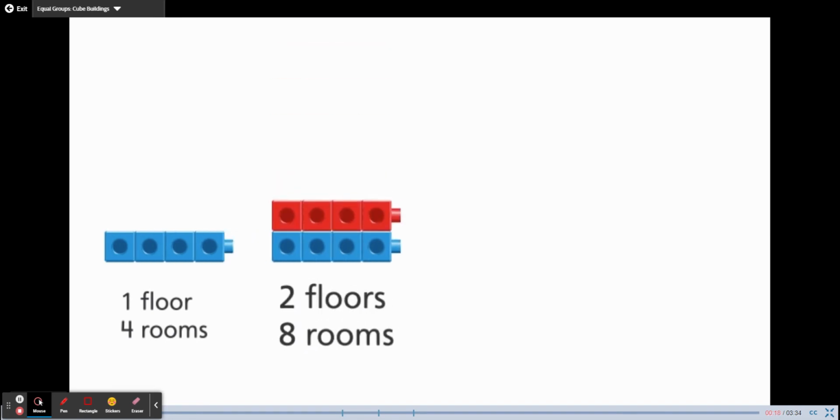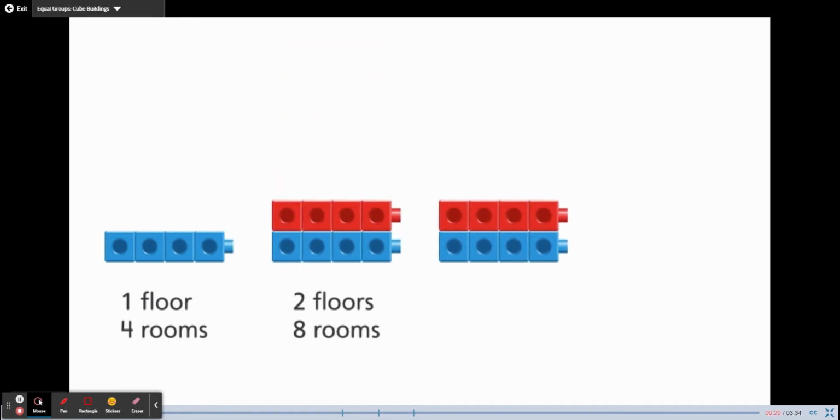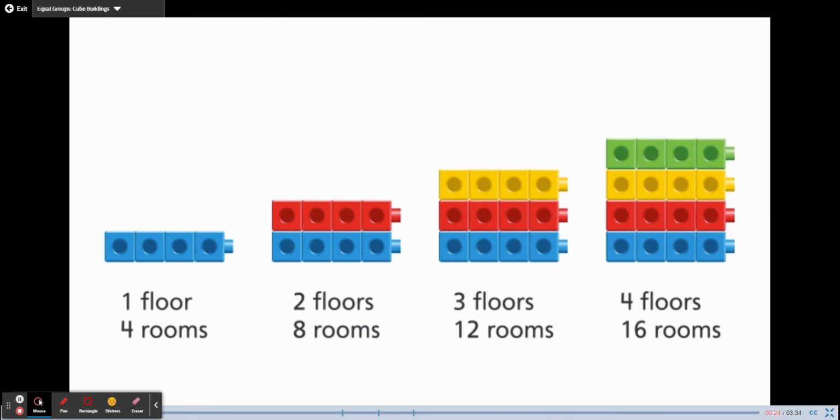Two floors have eight rooms. Three floors have 12 rooms. Four floors have 16 rooms. My building is made of equal groups. Each time I add a floor, I add four more rooms.